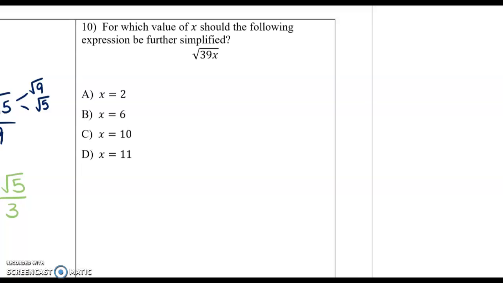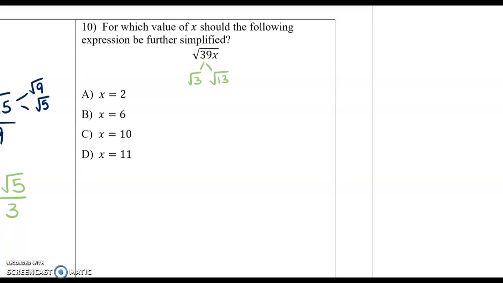So you can easily just plug these numbers in and multiply. If I plug in 2, I would multiply 39 times 2 and see if I could simplify further. That's probably one of the ways you could do it. Another way that I did it, which you'll see on my answer key, is I broke down 39 into two prime numbers multiplied together. So that's the square root of 3 times the square root of 13.